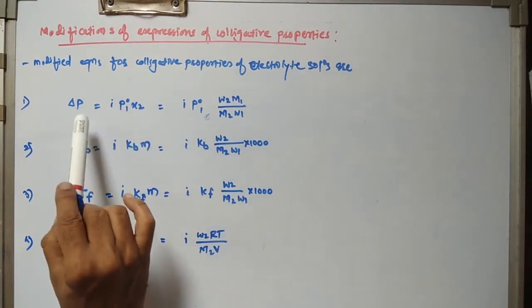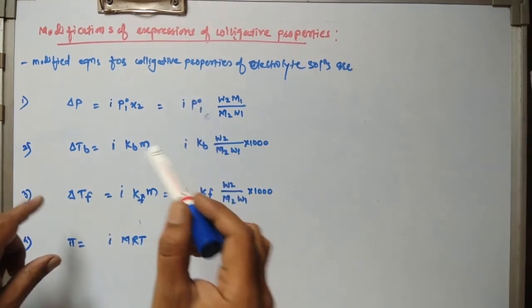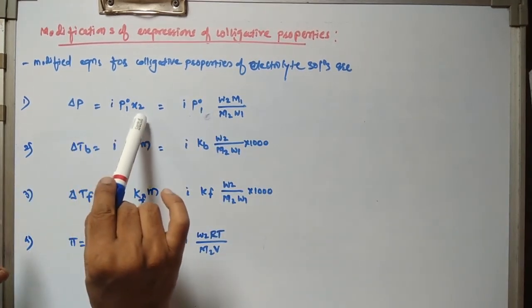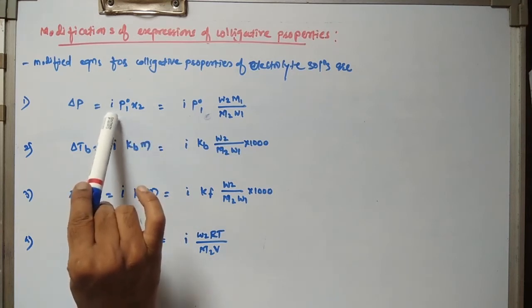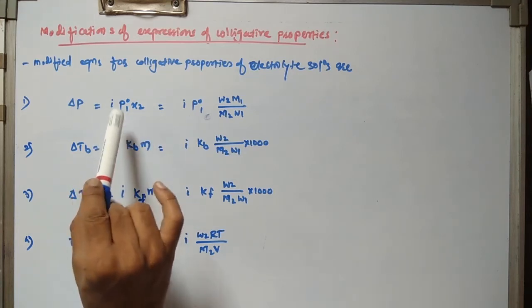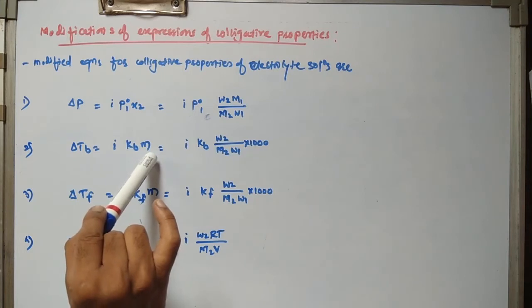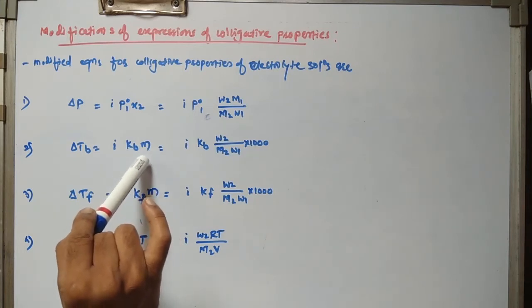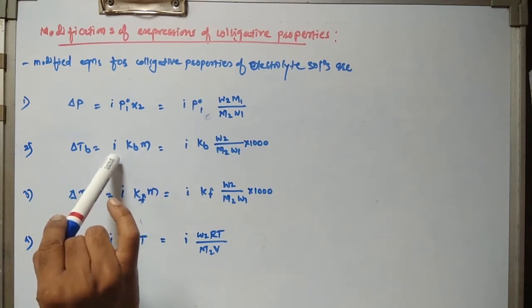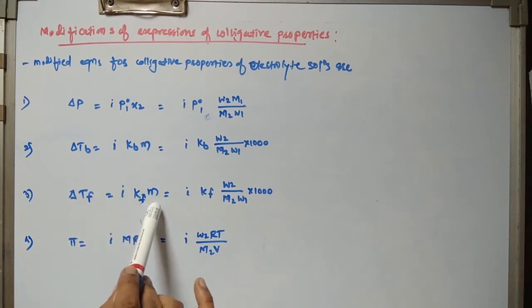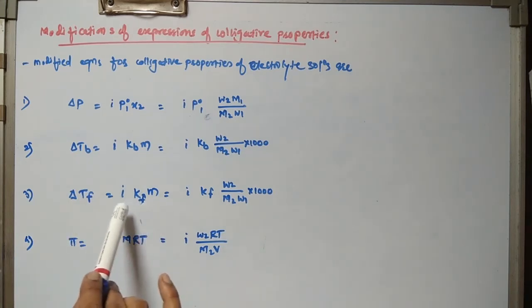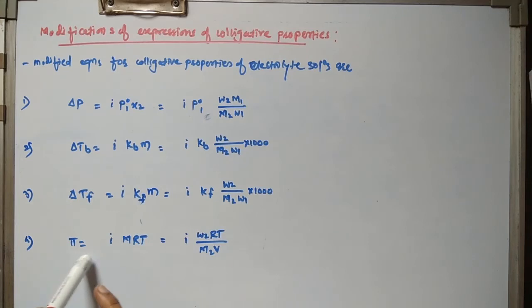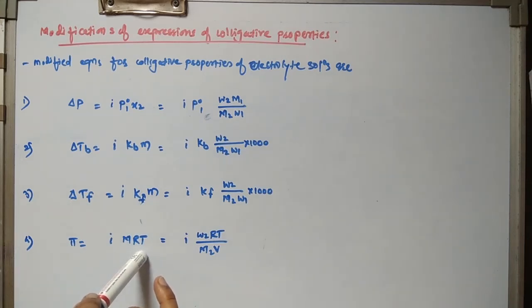As we know, delta P is equal to P01 into X2, that equation we have seen previously. Simply, this is multiplied by i. Now delta TB is equal to KB into m, that equation we have derived, that simply is multiplied by i. Delta TF is equal to KF into m, the previous equation, is simply multiplied by i. And pi is equal to i into MRT, multiplied previously by i.